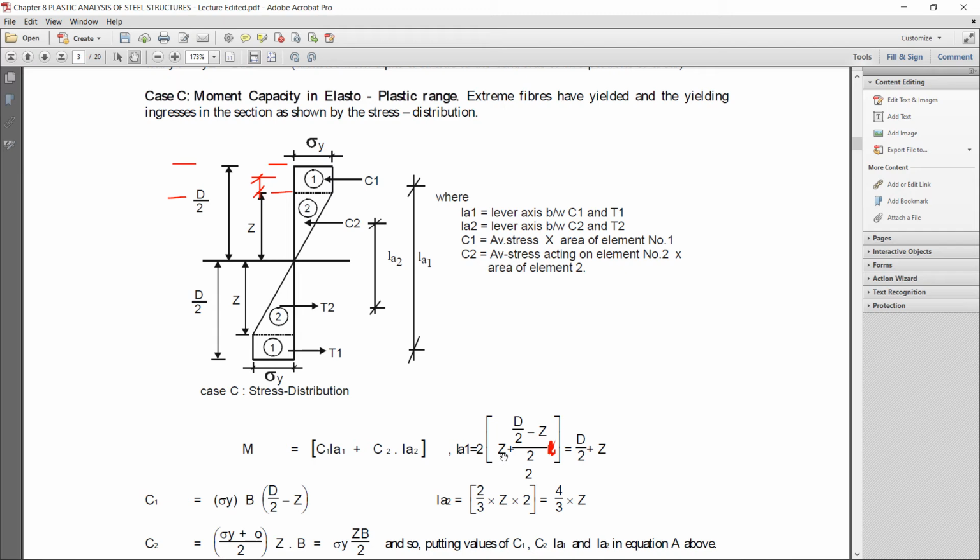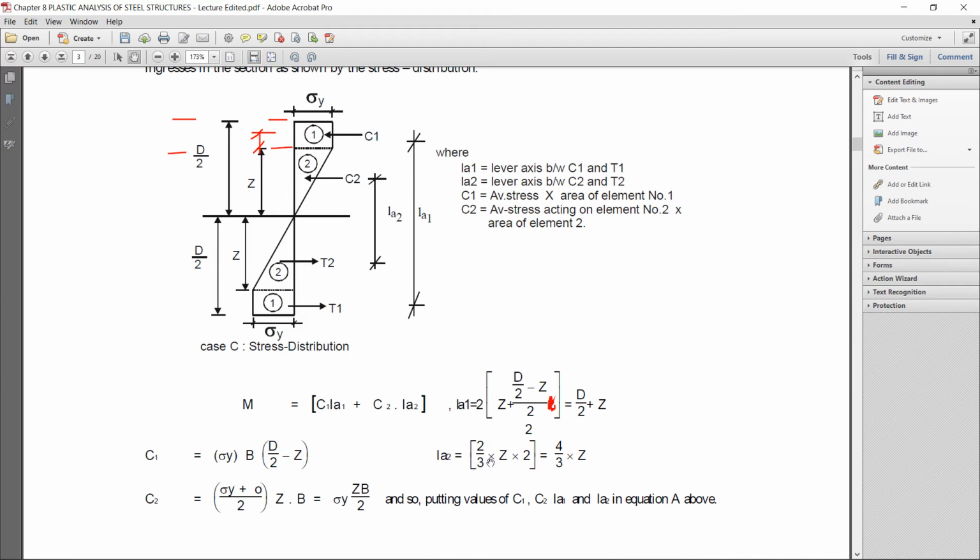Here you can see 2 multiplied with z, that is 2z, then 2 is divided here, that is d by 4 minus z by 2, okay, d by 4 minus z by 2. When 2 is multiplied, 2z minus that will remain 1z, d by 2 again cancelled out, it will become d by 2 plus z. You can check by yourself, you will get d by 2 plus z for LA1, the lever arm.